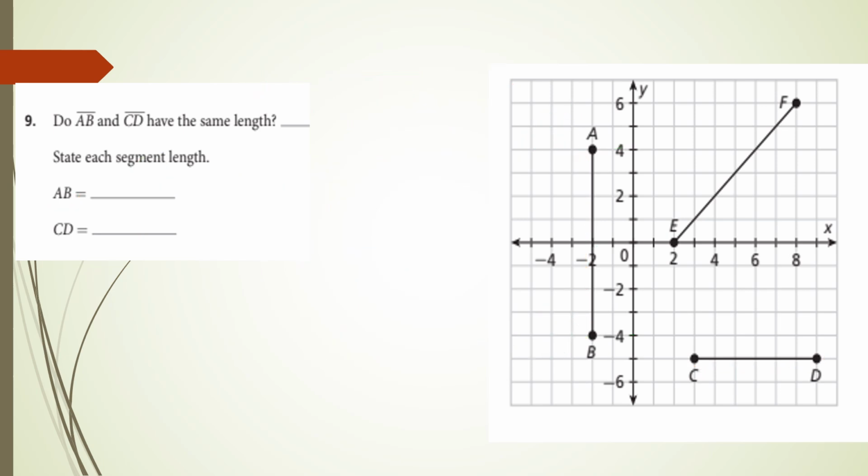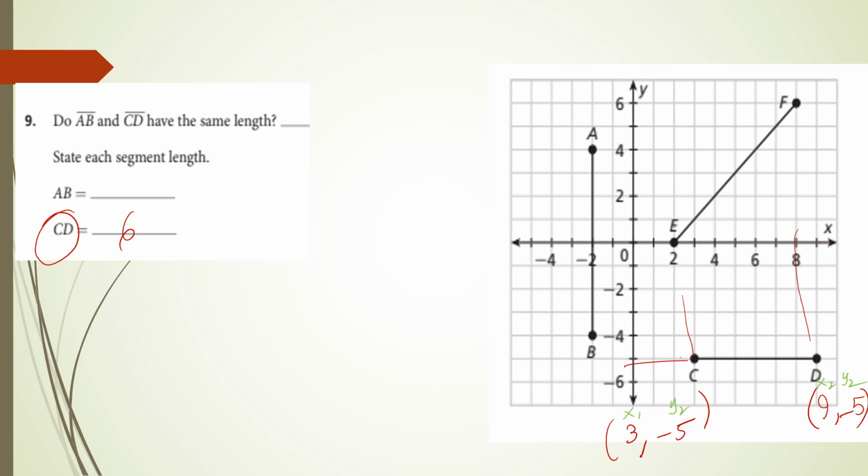Now try to find out the measurement of CD. CD we already counted, that is 6 units. Now let's try to check our answer. The coordinates of C are first the x value, which is 3, and the y value is -5. The coordinates of D, if you go here, the x value is 9 and the y value is -5.